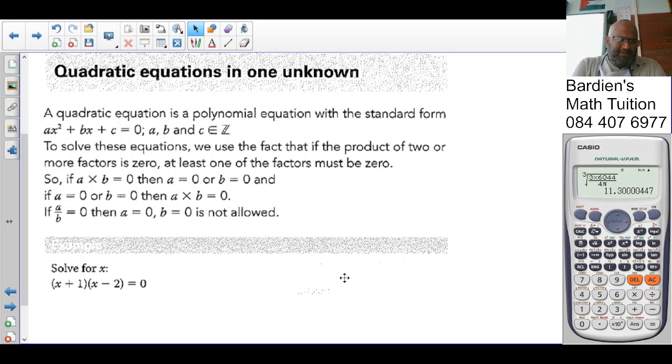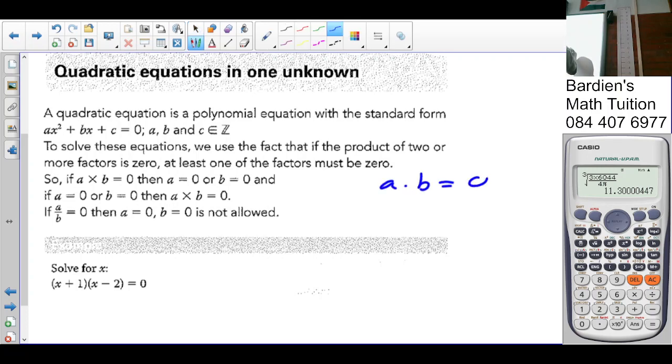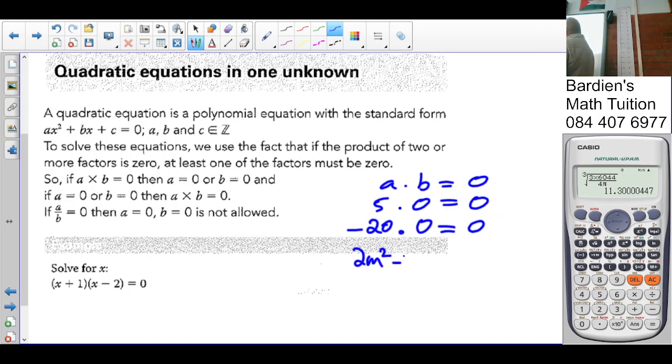Okay. So the first question is solve for x. So just coming back to this here, if we got a times b is equal to 0: if a is 5, what must b be to give an answer of 0? 0. If a is minus 20, what must b be to give the answer of 0? 0. If a was 2m squared minus 2, what must b be to give an answer of 0? 0. Likewise, so here b has to be equal to 0.